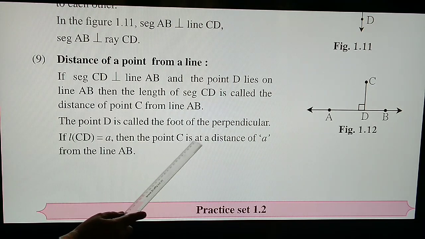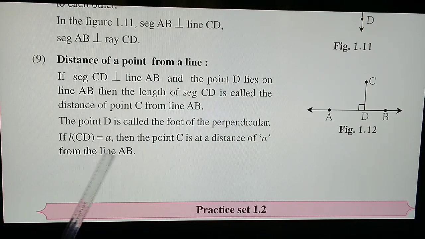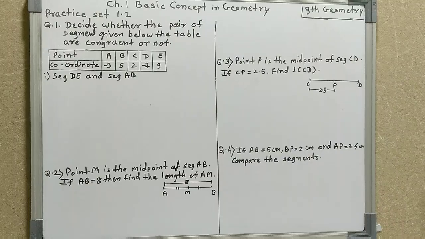Then the point C is at the distance A. This distance becomes A from the line AB. Now we see the next part, that is practice set 1.2. Students, now we study practice set 1.2. See the question number first.